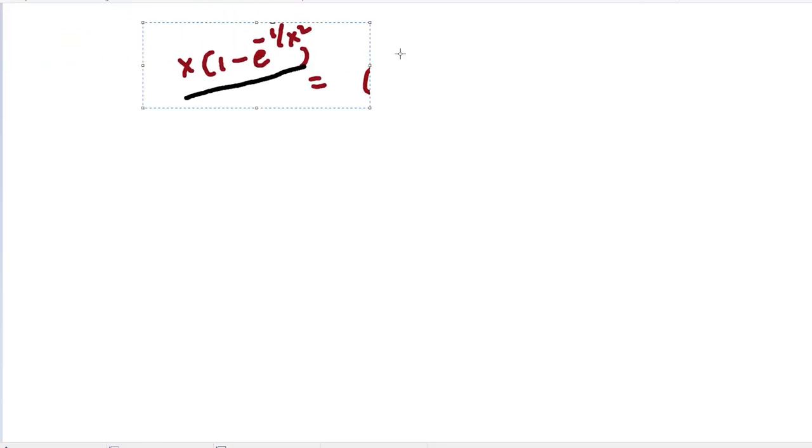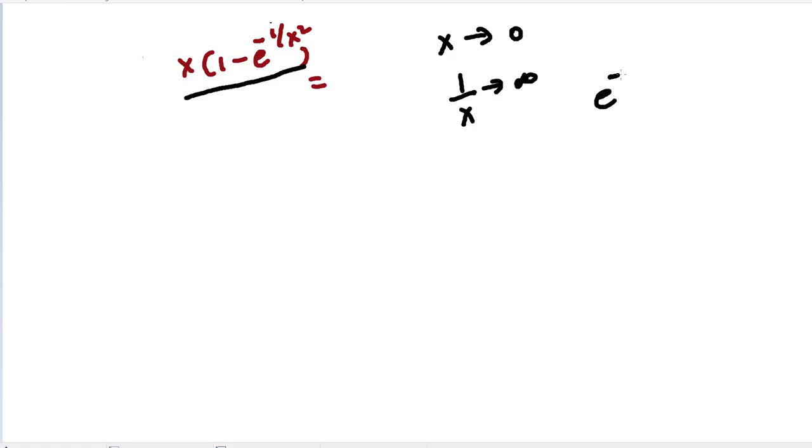Let me paste it here. So this is what we have to talk about. Now we are looking for x tending towards 0. When x is tending to 0, 1 over x is going to be tending towards infinity. So this is going to be e raised to the power of negative infinity, which is equal to 0. So you have 1 there, and x is tending towards 0. So obviously this is going to be 0 times 1, which gives me 0.